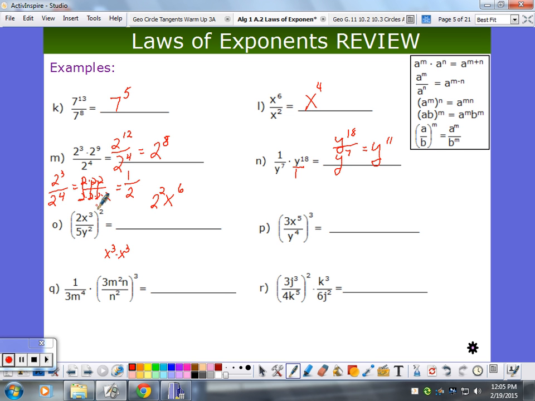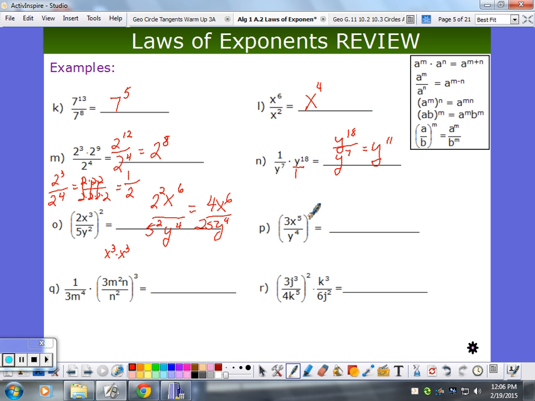Power to a power, you multiply. What's happening in the denominator? That's also getting raised to the 2nd power. 5 squared, y to what? y squared times y squared. And then you look to see, is there anything I can reduce? I don't think there is. If you wanted to say 4x to the 6 over 25y to the 4th, that's not wrong. But I'm okay if you leave it like this in terms of exponents, that's okay too.